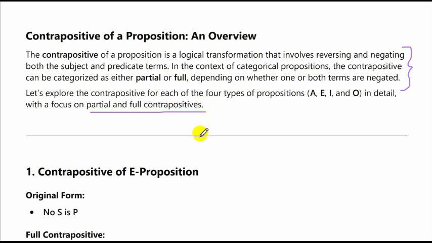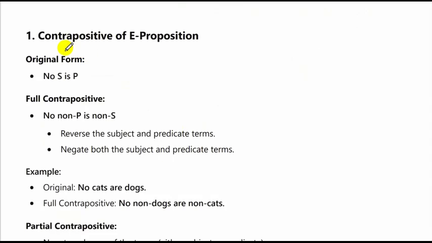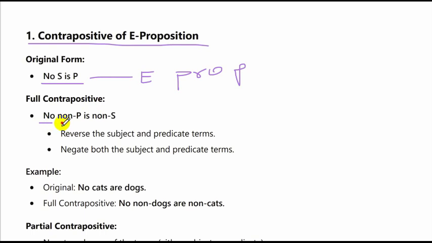So let's look at how contrapositive of E proposition works. If the original form is no S is P, of course, we all know that this is an E proposition. Now we want a contrapositive of that. So a full contrapositive would be no non-P is non-S.